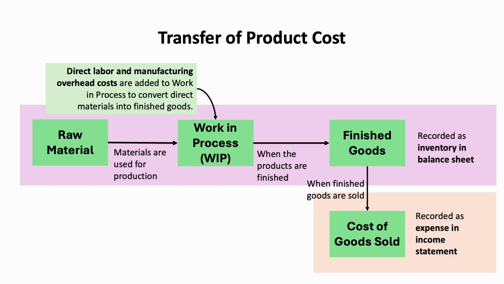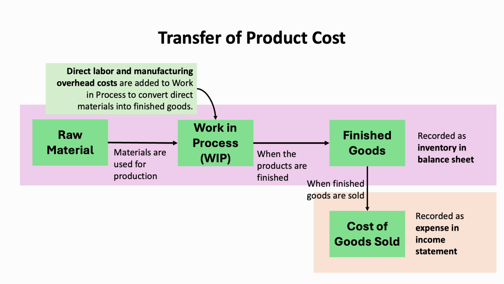We start with the raw materials, the essential components used in the production. When you purchase raw materials, some of the raw materials will be used for the production. These materials are processed through the work in process or WIP stage, where direct labor and manufacturing overhead are added to transform them into finished products.